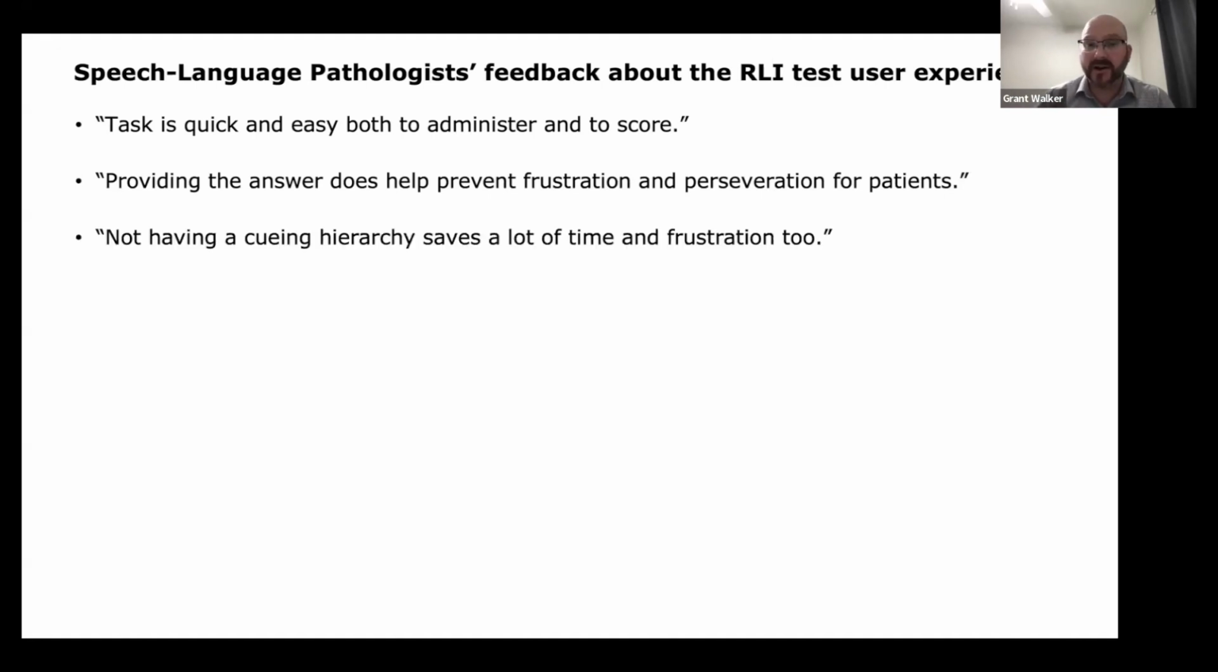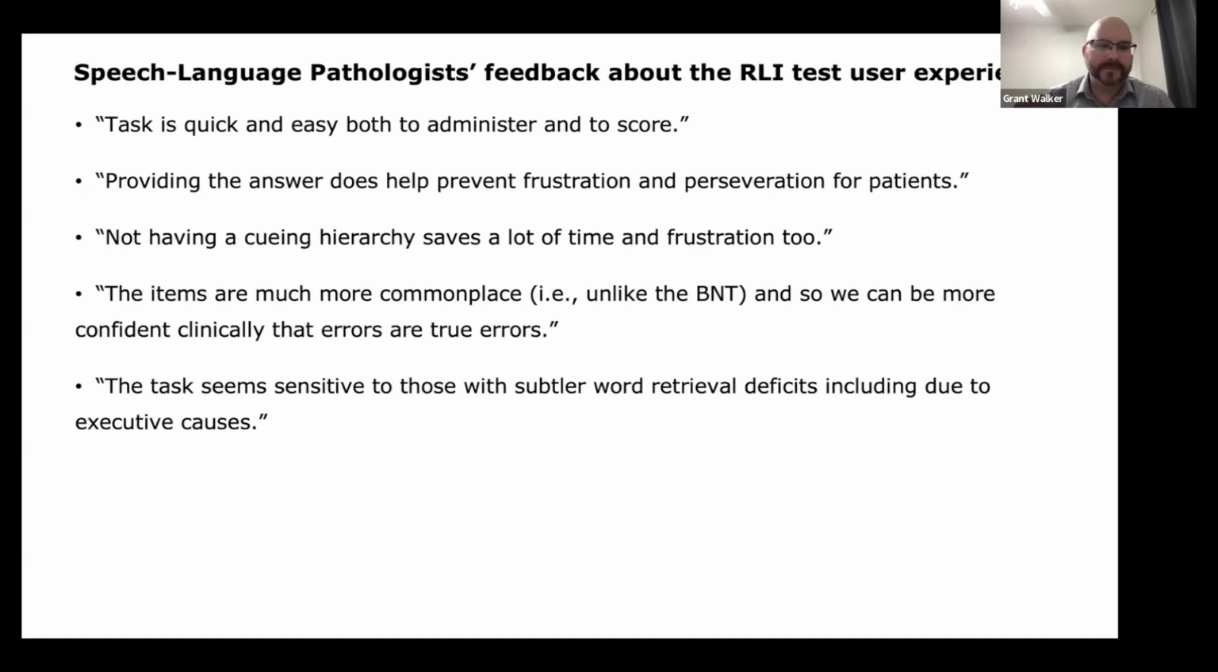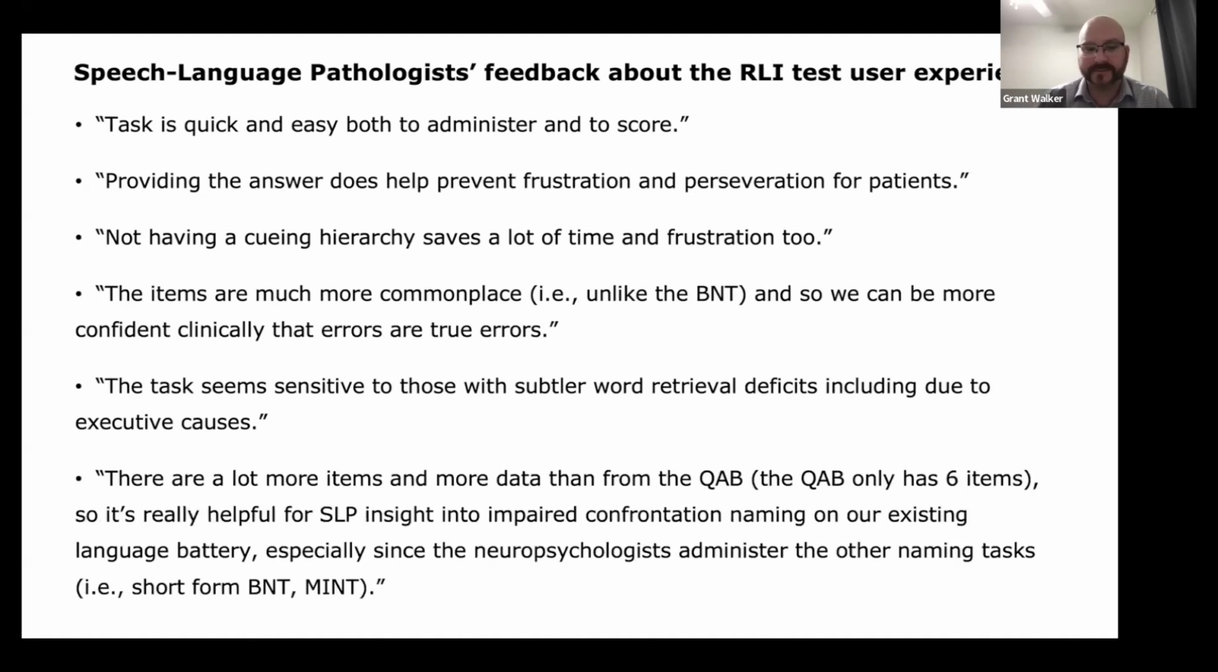Not having a cueing hierarchy like you do in the Boston naming test, for instance, it saves a lot of time and frustration. The items are much more commonplace. The Boston naming test has items like weather vane and abacus and trellis and things like that, where people miss these items for reasons other than their aphasia. So for these items, we're more confident that the errors are really errors. The task seems sensitive to those with subtler word retrieval deficits, including due to executive causes. And we saw that a little bit before in our data, that there is this increased sensitivity.